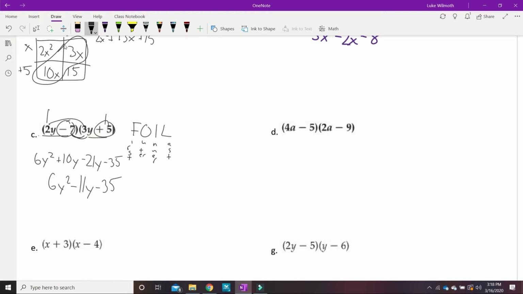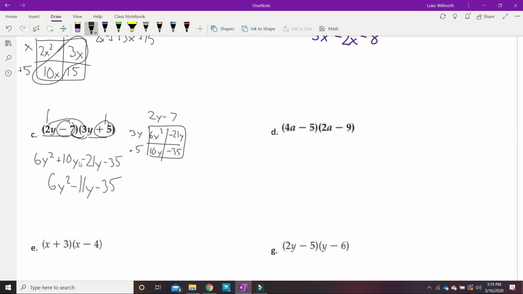So that's first, outer, inner, last. It is not any different from what we did before, though. If I decided to draw my box, I'd have 2y minus 7 and 3y plus 5. The first is 2y times 3y. That's 6y squared. Looks familiar. The outer, I did 2y times 5 is 10y. Looks familiar. Negative 7 times 3y goes here, negative 21y, and then finally negative 35.